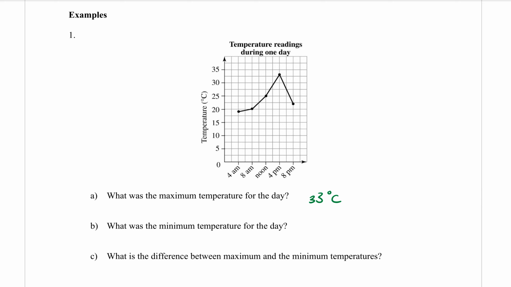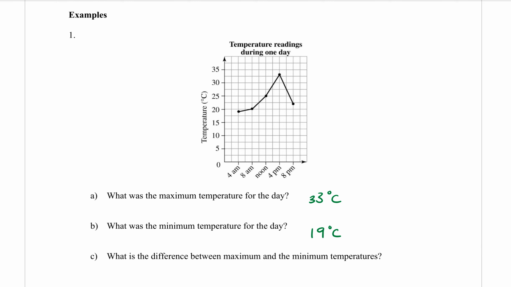What was the minimum temperature today? That means the lowest temperature. So looking at these dots, this one's the lowest. Looking at this scale, 18? What do you think that is? 19. I would have gone 19. But it's not a very accurate scale, so just be as close as you can.